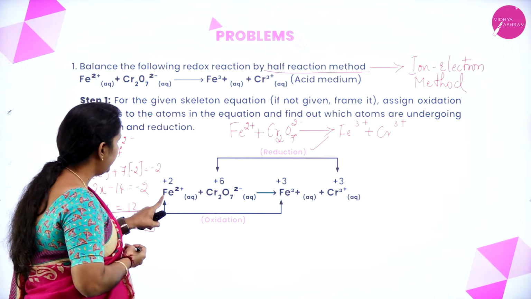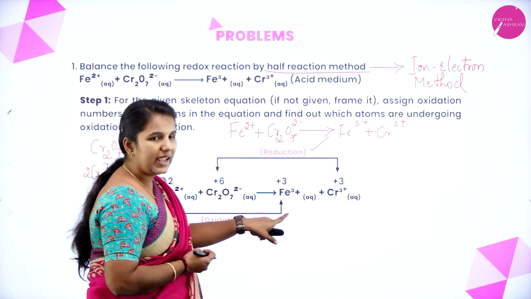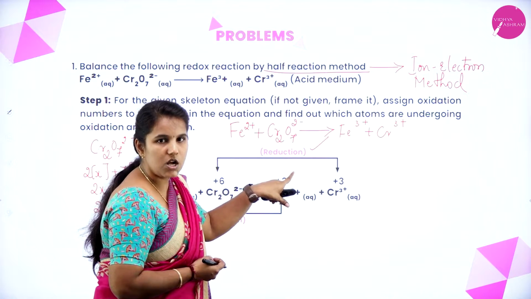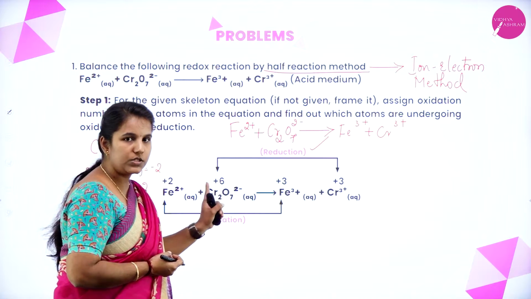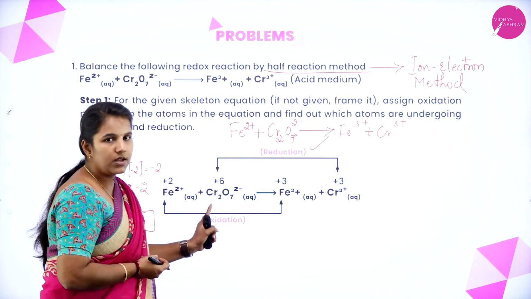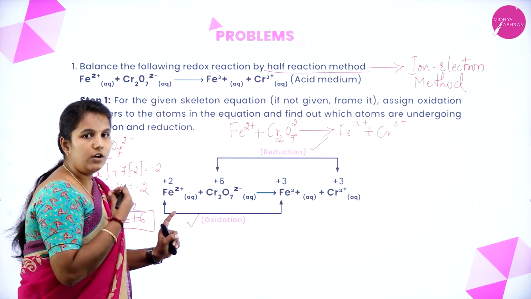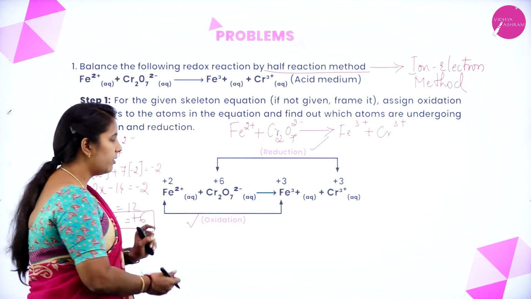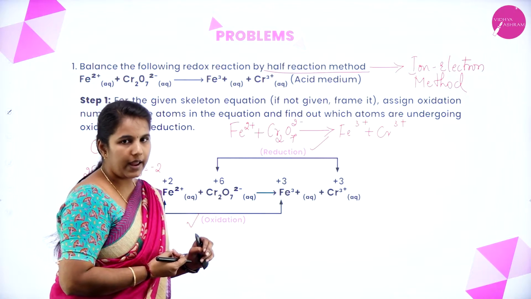Similarly, you can see that iron, which exhibits the +2 oxidation state, during the chemical reaction goes to the +3 oxidation state. So the oxidation number increases from +2 to +3. So it is oxidation. This is the first step: we need to identify the oxidation numbers of the reactants and products involved in the chemical reaction.